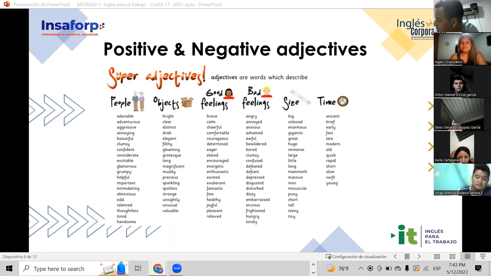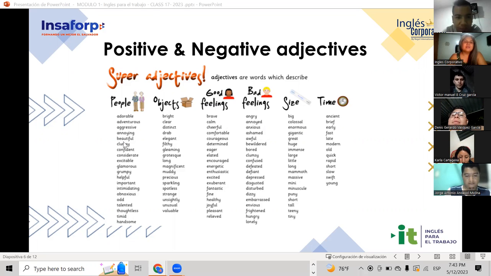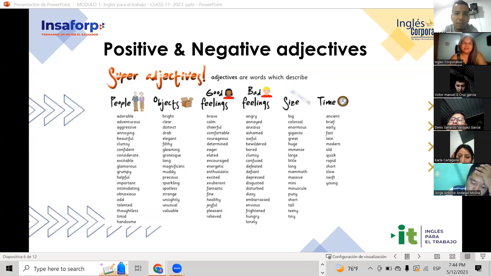Okay. Clumsy. Oh, beautiful. You know what is beautiful, right? Beautiful. Clumsy. Negative. That is negative. Es una persona que es torpe. O digamos así que tiene muchos accidentes por la forma que se comporta, okay? That is clumsy. Sí, soy. Sí, soy, dice.